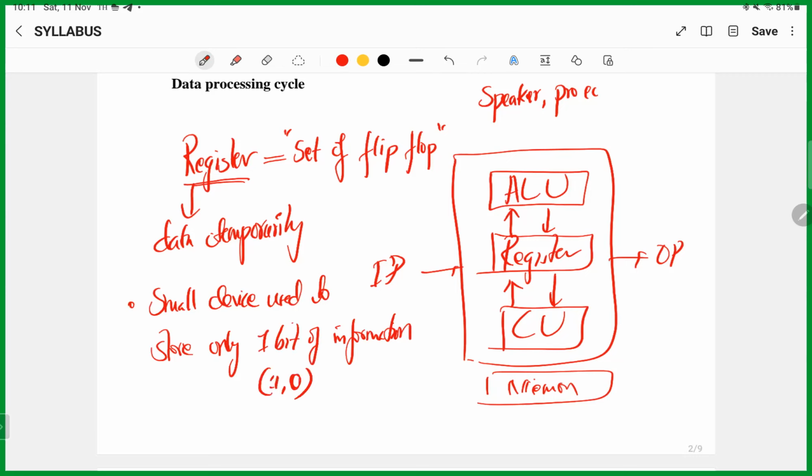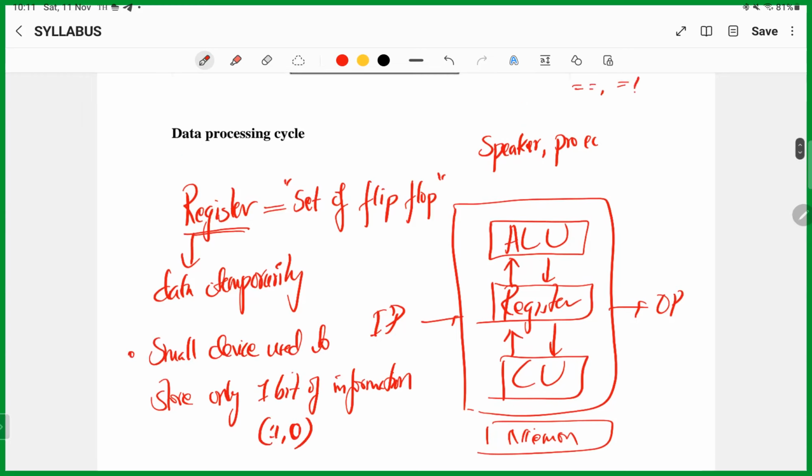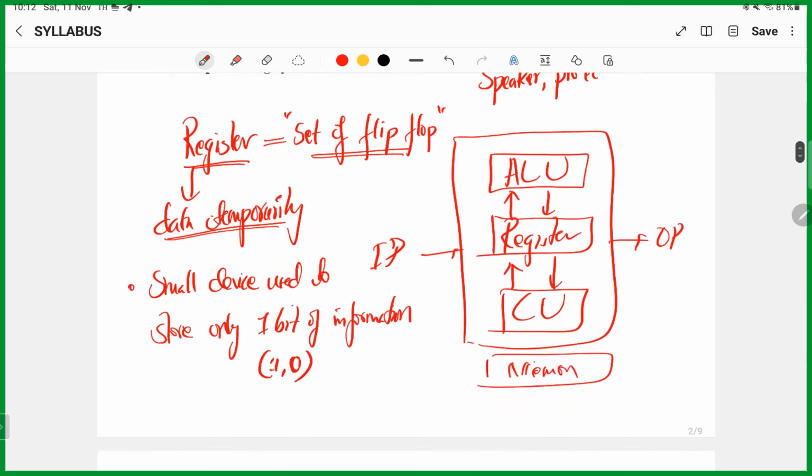So when we give input, we call the device that temporarily stores the data a register. It is also called a set of flip-flop. And it is basically a small device used to store only one bit of information. It only stores one bit of information temporarily, not too much. Is it clear? This is all you need to know about register. Hopefully you are making your notes. Clear about register?